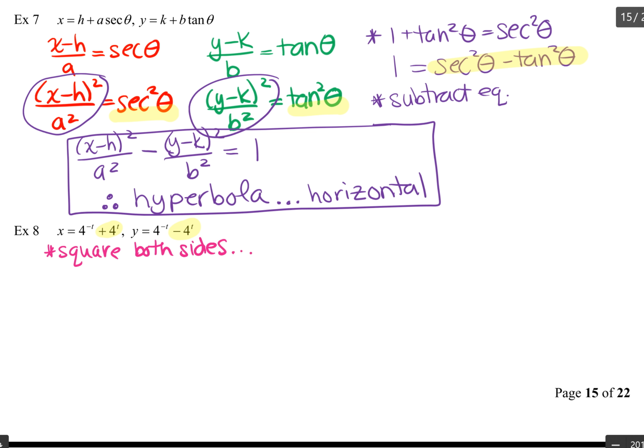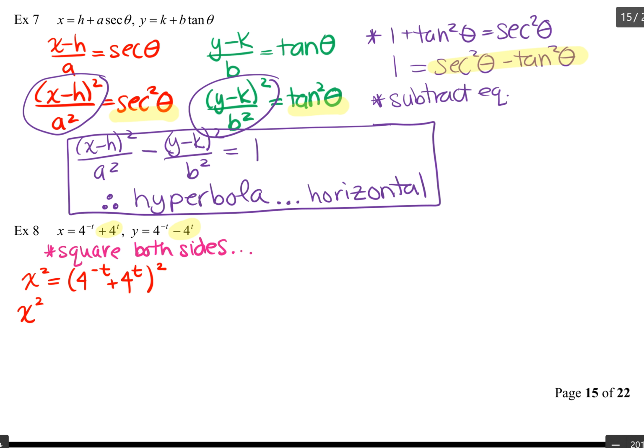So on the left, I have x squared is equal to, oh, now I have this whole quantity of 4 to the negative t plus 4 to the t, quantity squared. So I need to expand that. So I know when I expand that, I'm going to have the first term squared. So if I have 4 to the negative t squared, I multiply those exponents, so it's 4 to the negative 2t. I'm going to have the second term squared, so 4 to the positive 2t. And then I have plus 2 times the product of those two terms, 4 to the negative t times 4 to the positive t. Okay, let's simplify this a little bit.